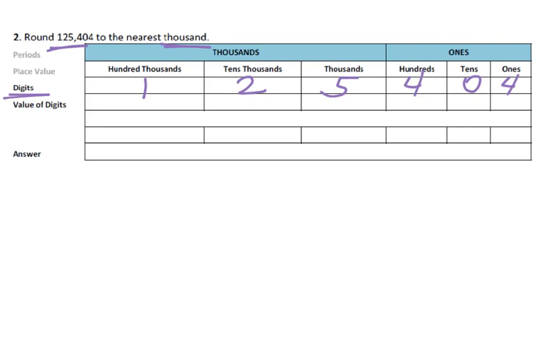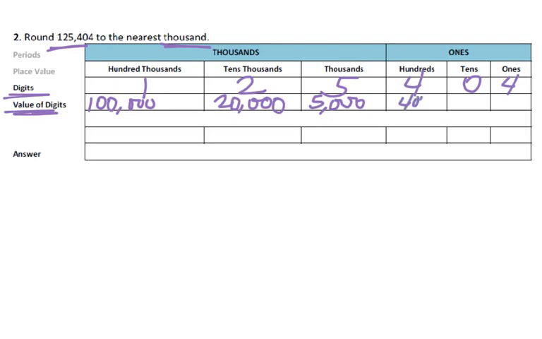Just so that we're continuing to think about the value of these digits, I'm going to fill in this line, the value of the digits. A 1 in the 100,000s place is 100,000. A 2 in the 10,000s place is worth 20,000. A 5 in the 1,000s place is worth 5,000.